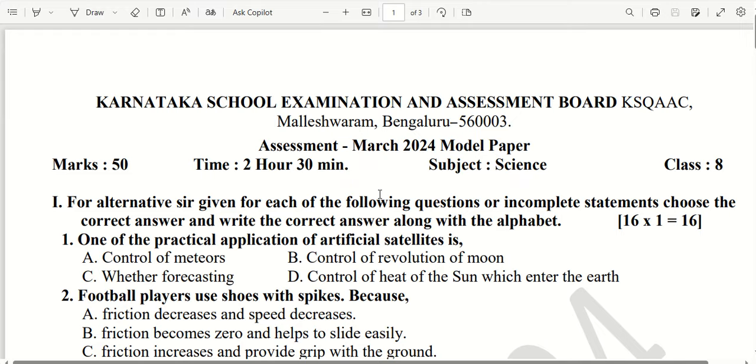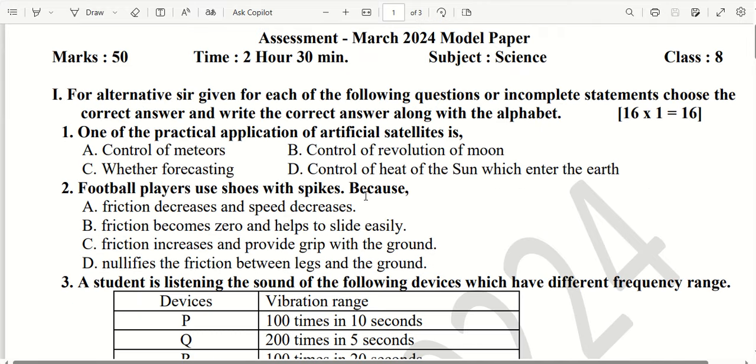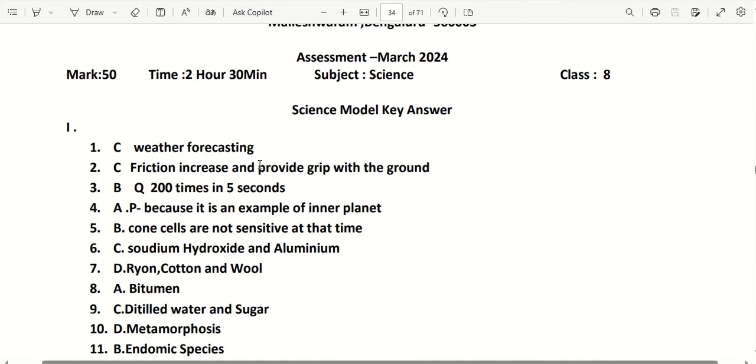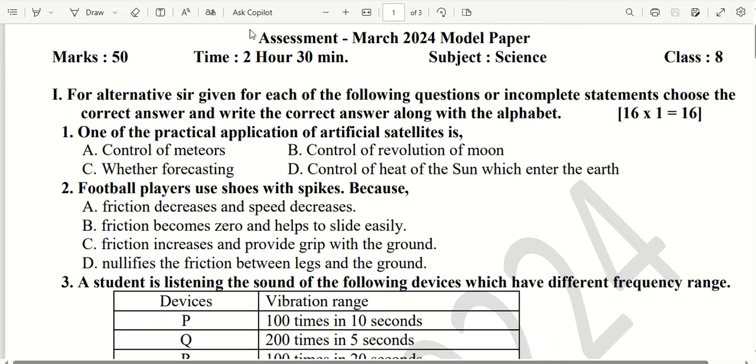So students, this is the model question paper of your 8th standard. It is for 50 marks. I will show you the key answers and the question paper. You will observe this and practice this question paper. Now we see question 1: the practical application of the artificial satellite is weather forecasting. Option C is the correct answer.